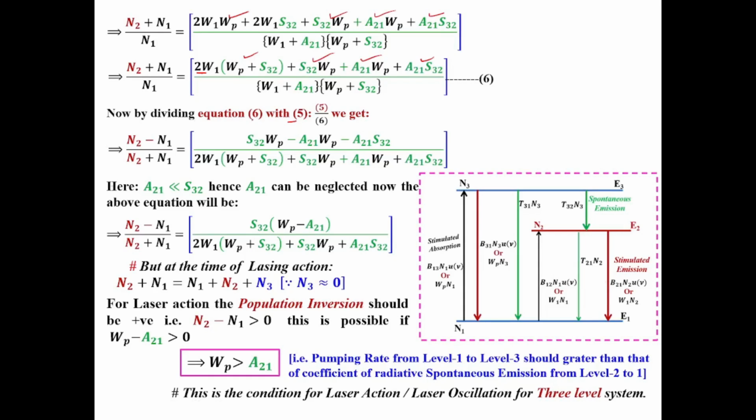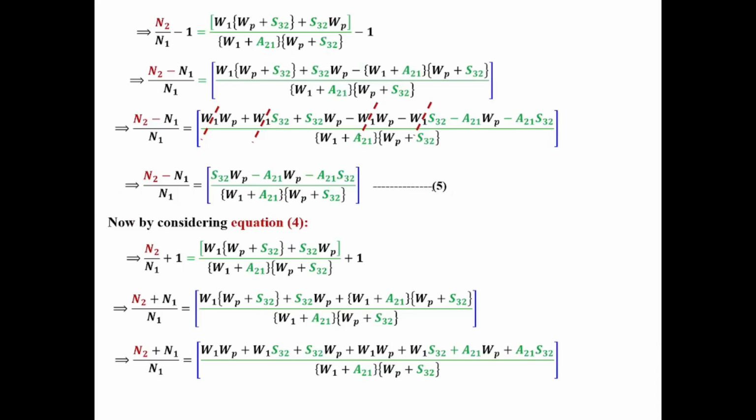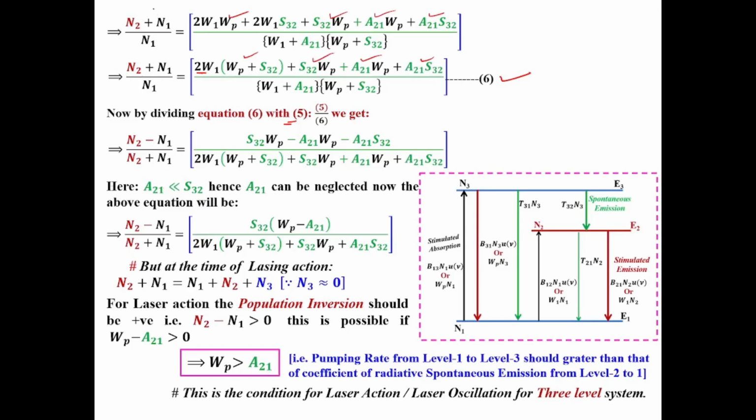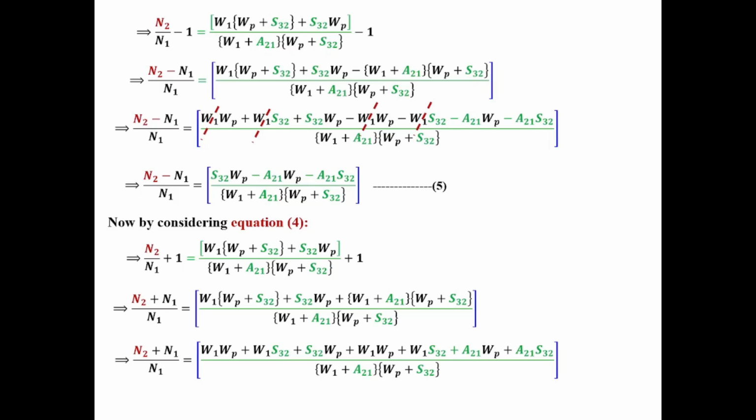Now by dividing equation number 6 with 5, that means 5 by 6. So this is equation number 6 and this is your equation number 5. 5 by 6 means N2 minus N1 by N1 over the left hand side of 6, which is N2 plus N1 by N1. N1, N1 got cancelled, so we can find N2 minus N1 by N2 plus N1. Likewise equation number 5 by 6, this much value divided by the right hand side of equation number 6.